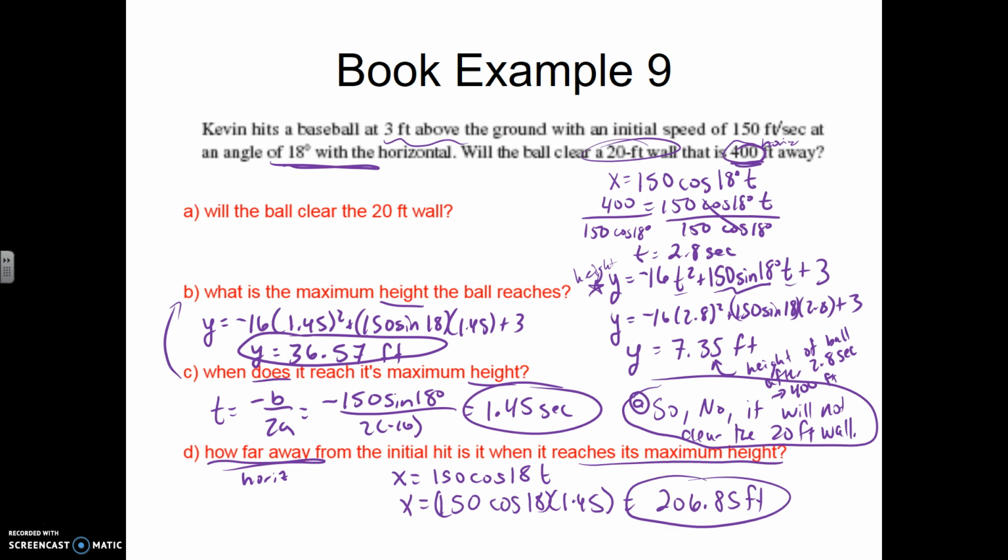So again, the nice thing about parametric equations is it allows us to think about two different dimensions at the same time. Before we were introduced to this, we had projectile motion, which only allowed us to talk about time and height. Now we can talk about horizontal distance as well.